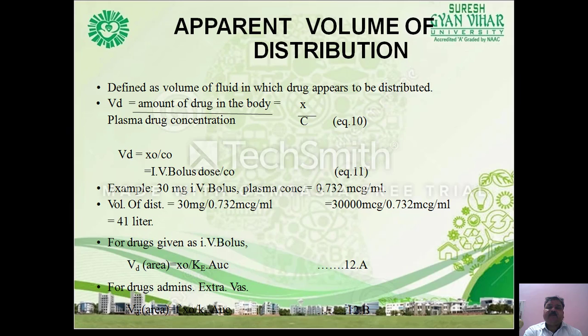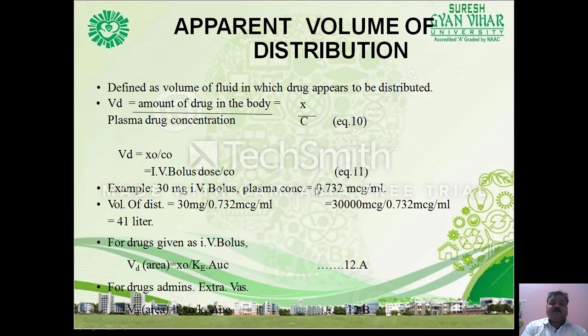Then apparent volume of distribution. It is defined as the volume of the fluid in which the drug appears to be distributed. Vd is equal to the amount of the drug in the body divided by the plasma drug concentration. That can be written as the amount of the drug in the body, X, divided by the plasma concentration, C. Then Vd is equal to X0 divided by C0, which is the IV bolus dose divided by C0.